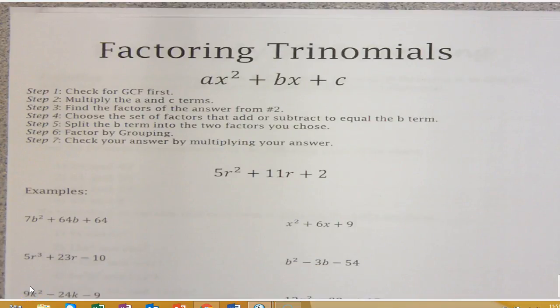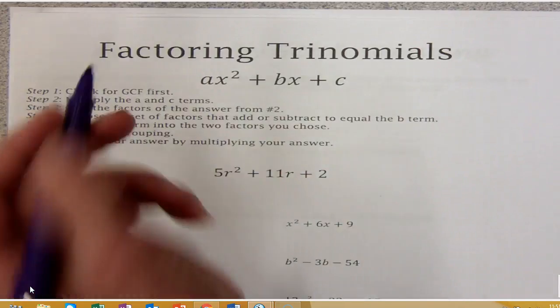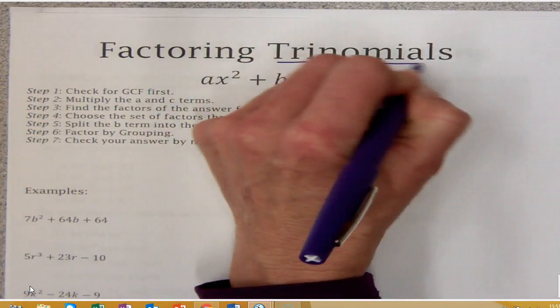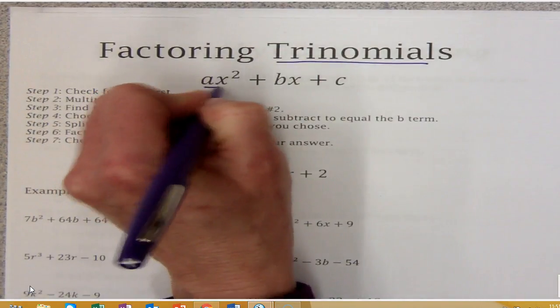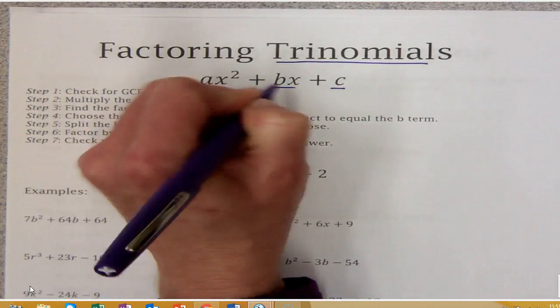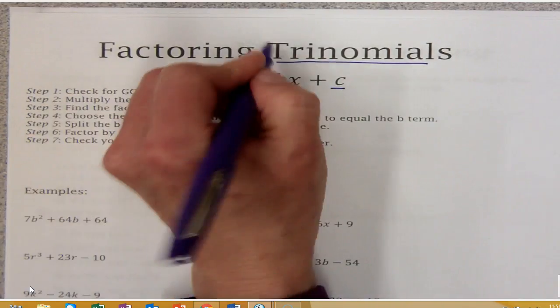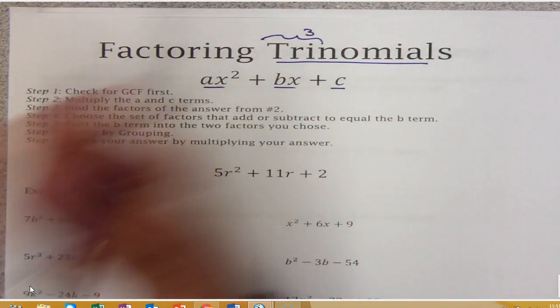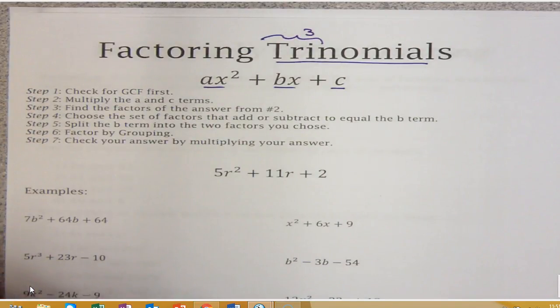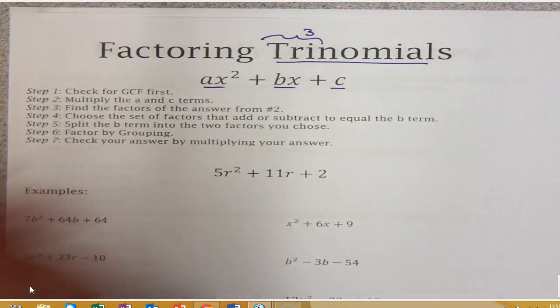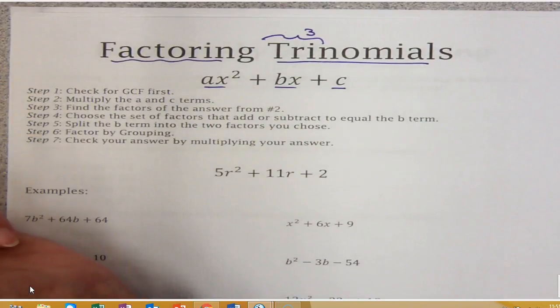Okay guys, here we are factoring trinomials. Now, we've learned that trinomials are three math terms: 1, 2, 3. Tri means three. When we talk about factoring, what you need to remember is that we're trying to break down the math term into the smallest math terms possible.